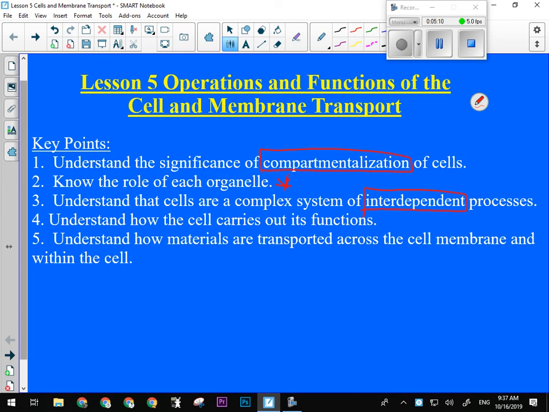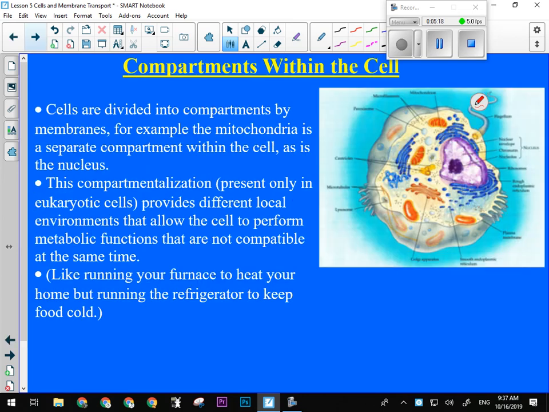Understand how a cell carries out its functions. That's kind of what the functions of the parts of the cell are. And then number 5, understand how materials are transported. We said we probably won't get to that today, but probably tomorrow. All right, compartmentalization. So, compartments within the cell.